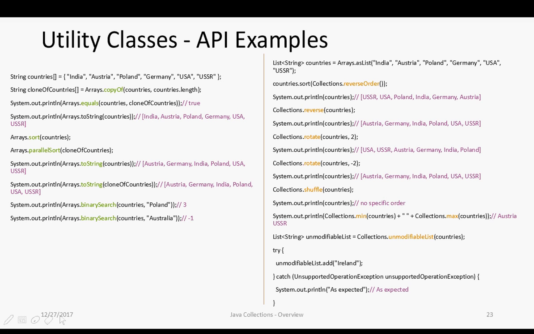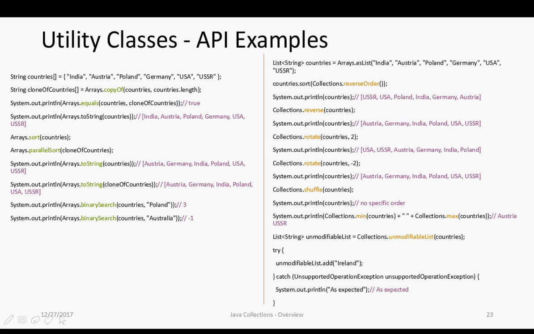Not necessarily do you need the sorted array for rotate operations. Collections.shuffle makes use of the random API. It's similar to having a deck of cards and shuffling the cards. So it will shuffle the objects within the list. And then you can find out the min and the max. As can be seen, the max is USSR when we sorted, and the minimum was Austria. So that's what we are going to get.